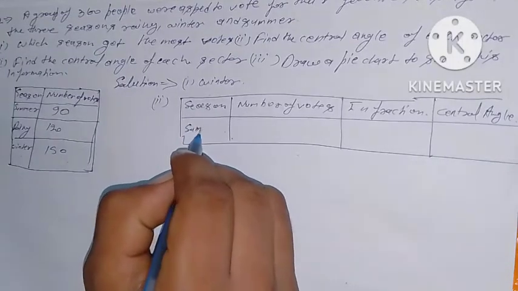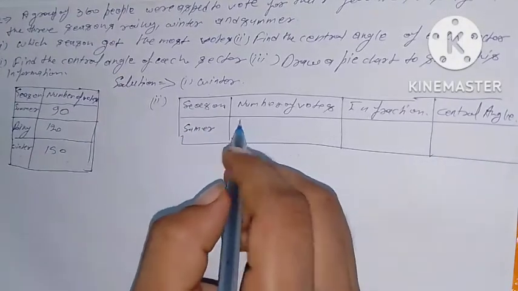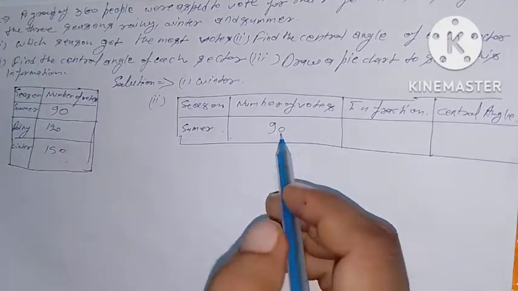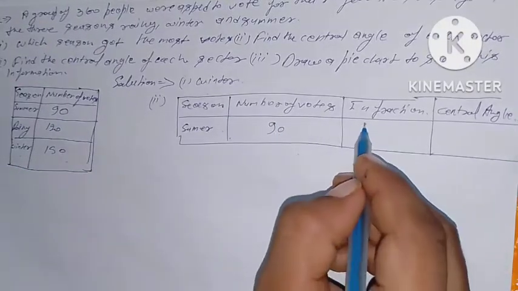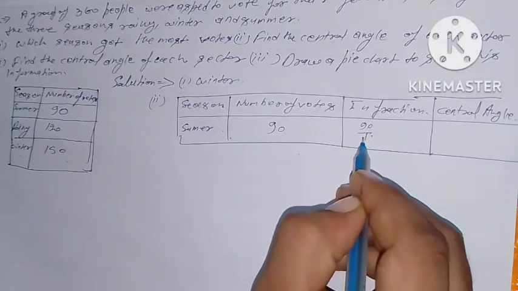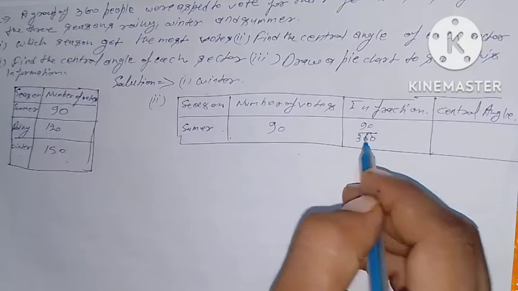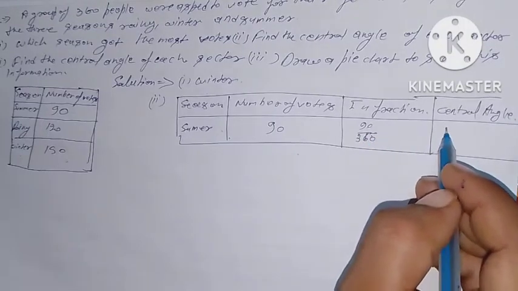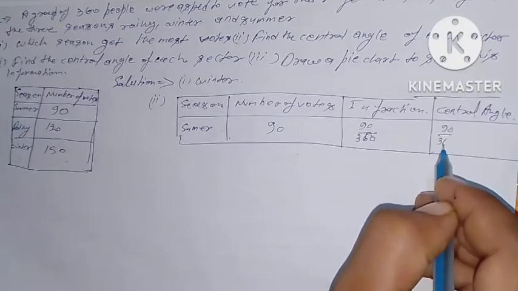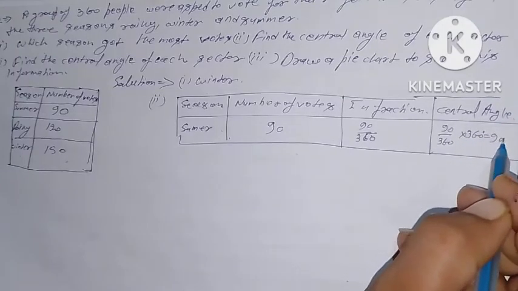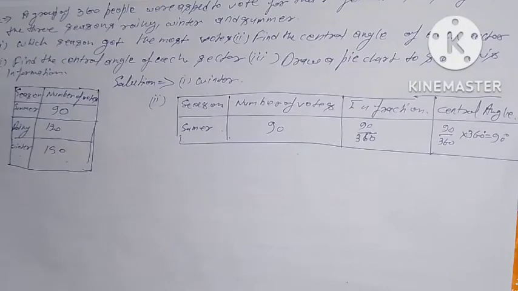In summer season, number of votes is 90. Fraction is 90 upon 360. That is 90 upon 360 multiply 360 equals 90 degrees. Okay. Equal to 90 degrees.